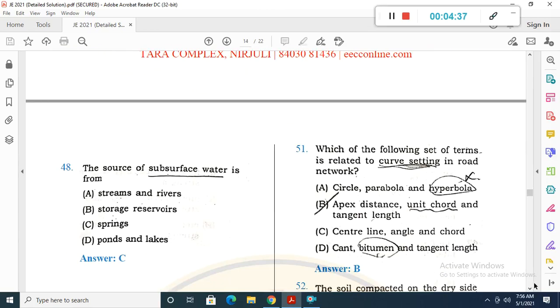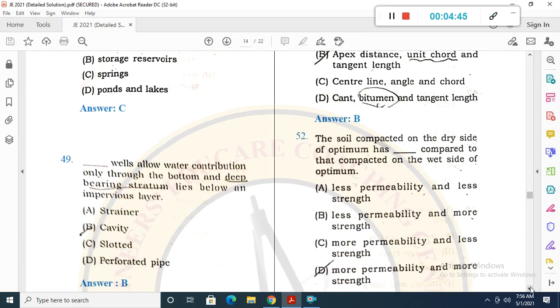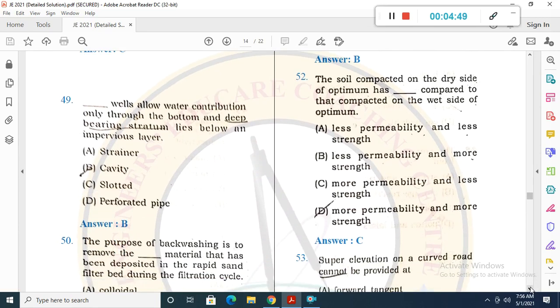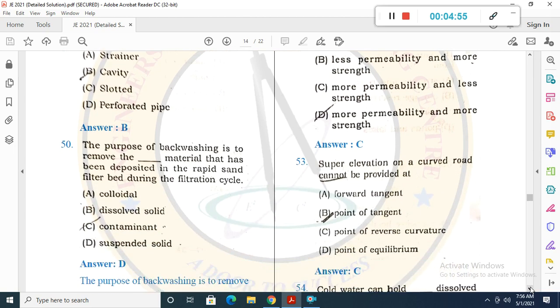Then question number 48. The source of subsurface water is in the form of, option C, springs. Springs are subsurface waters. Question number 49. Wells allow water contribution only through the bottom and deep bearing stratum lies below an impervious structure. So option B, cavity, is the correct answer.